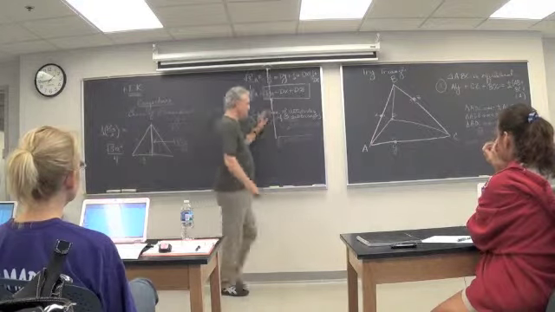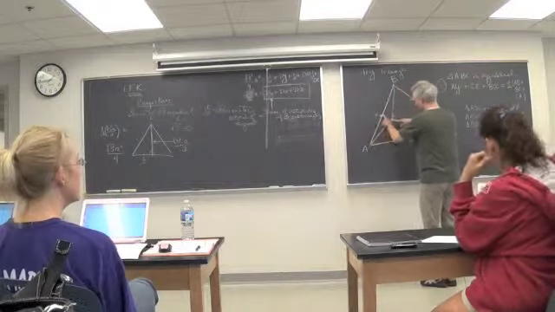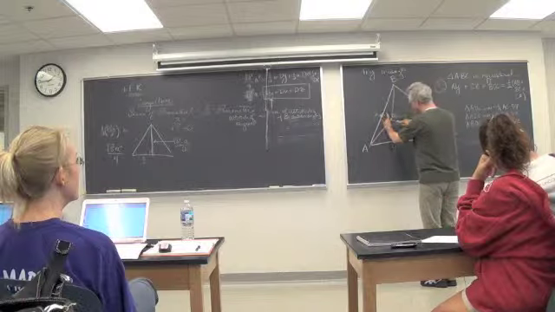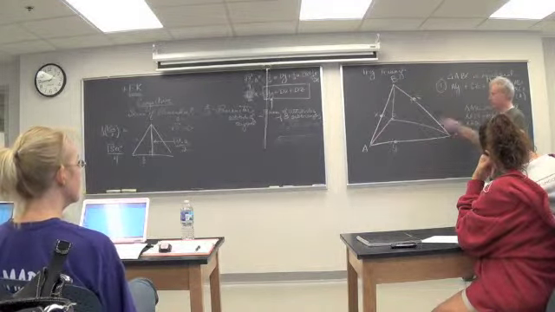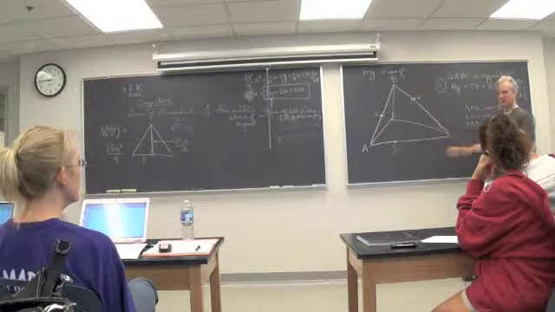So the sum here plus here will always be constant. It's fixed according to whatever your triangle is.